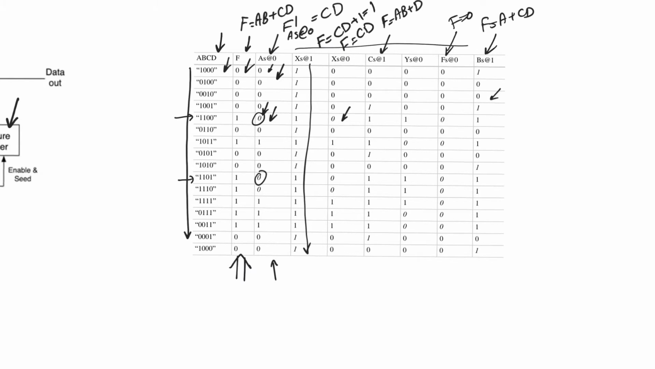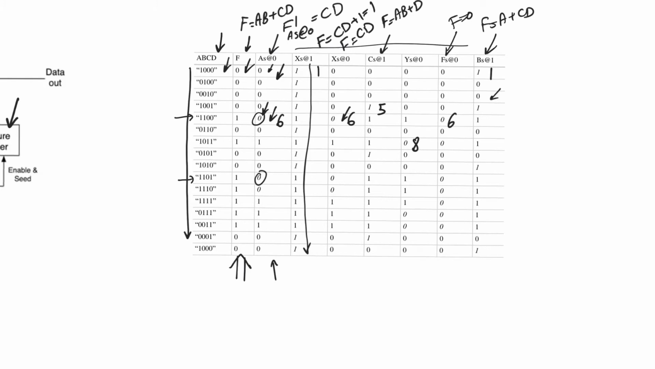And so A stuck at 0 needs the application of 6 cycles, or 6 input patterns, before we uncover the fault. X stuck at 1 is detected in cycle 1, X stuck at 0 is detected in cycle 6, C stuck at 1 is detected in cycle 5, and Y stuck at 0 is detected in cycle 8, F stuck at 0 is detected in cycle 6, and B stuck at 1 is detected in cycle 1.